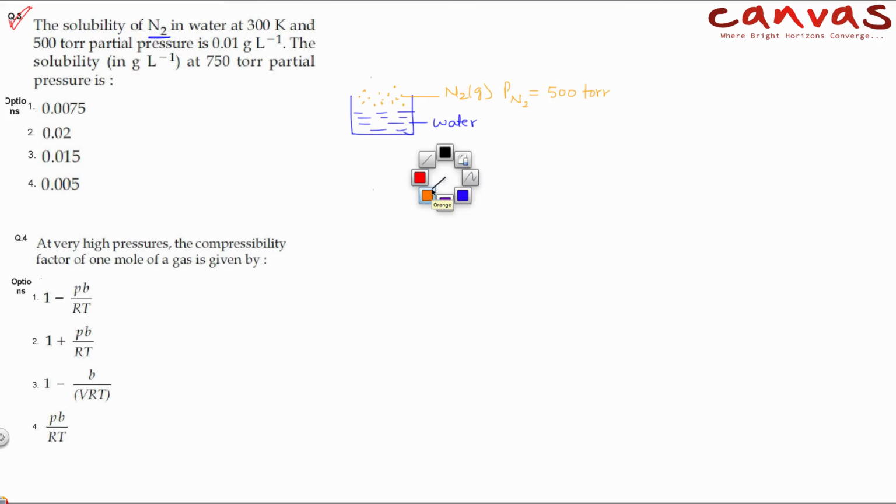Now because of this pressure, nitrogen will get dissolved in water, and that amount, how much nitrogen is dissolved in water, is expressed in terms of solubility, that is 0.01 gram per liter. It means if you take water equal to 1 liter and nitrogen above it has a pressure of 500 torr, then the amount of nitrogen that will dissolve in this amount of water will be 0.01 gram.